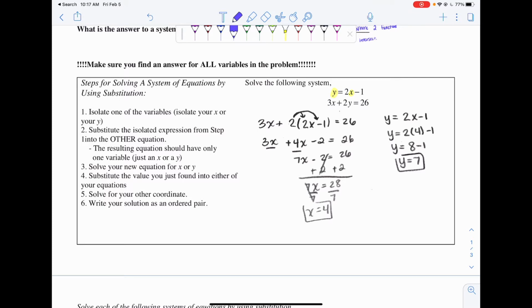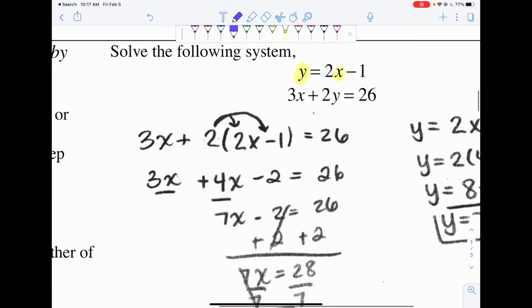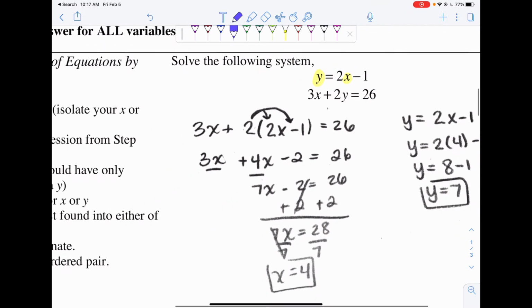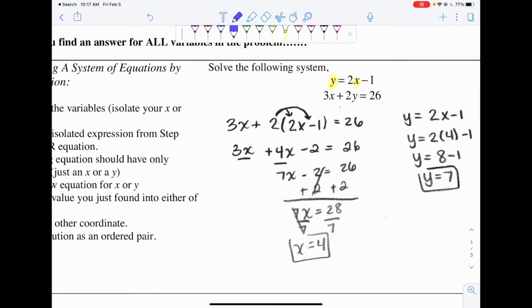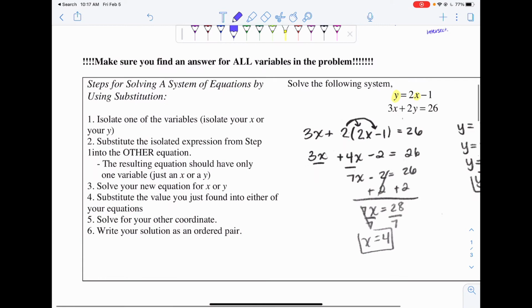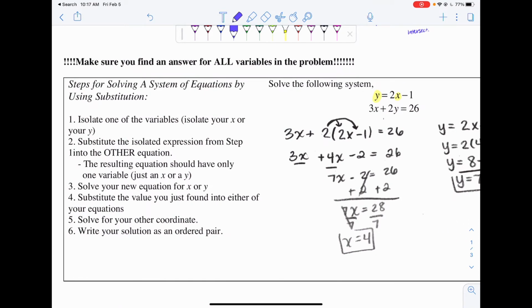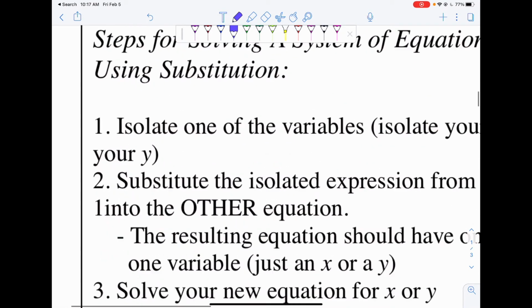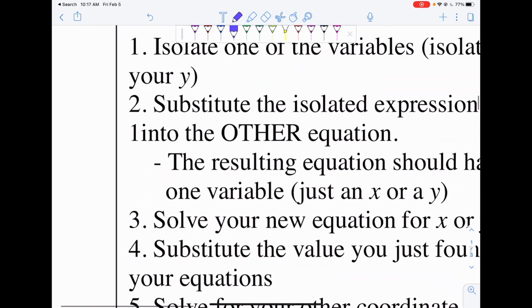Here are the steps for solving a system of equations by using substitution. Here's our question. Solve the following system. y equals 2x minus 1, and then 3x plus 2y equals 26. So step 1 says isolate one of the variables, isolate your x or your y. So you basically want it to be in the form of y equals or x equals. So you want the y by itself or the x by itself.